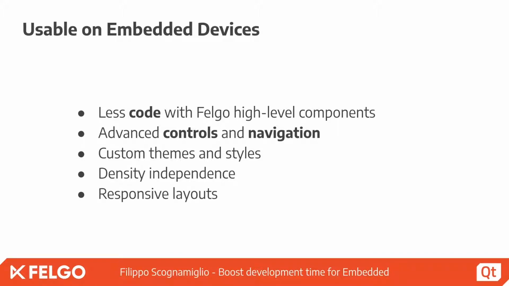A good example is the navigation. The navigation takes care of how the pages inside your application are structured and automatically renders depending on your operating system in a way that's more platform dependent. We also have custom themes and styles. We have density independence by default, so automatically you can use DP and SP everywhere. And we also have responsive layouts which automatically adapt to the available screen space.